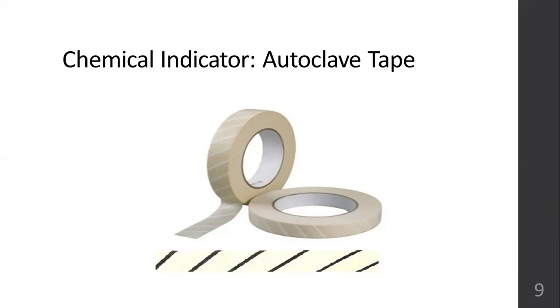Different colors are also used. There are different types of indicators. Different types of colors are also used. Different types of tapes are also used. This is one of the tapes commonly used, just to check if your sterilization process has reached a satisfactory level of sterilization or not.